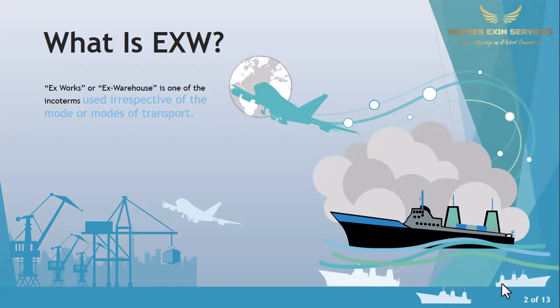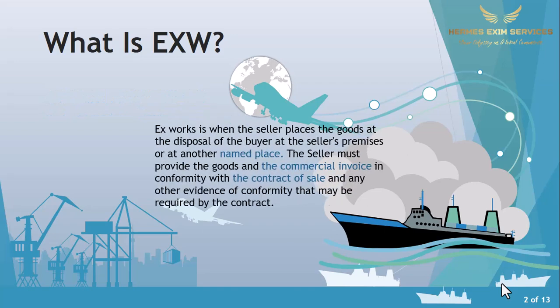EXW, or Ex Works, is one of the Incoterms used irrespective of the mode or modes of transport. It is when the seller places the goods at the disposal of the buyer at the seller's premises or at another named place. The seller must provide the goods and the commercial invoice in conformity with the contract of sale and any other evidence of conformity that may be required by the contract.